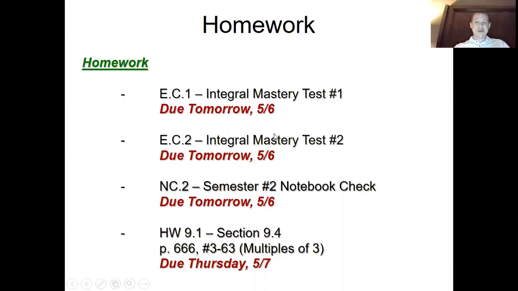And again, everything is due by the end of the week. So get that all taken care of. Extra credit is due tomorrow, though. So get that taken care of as well.